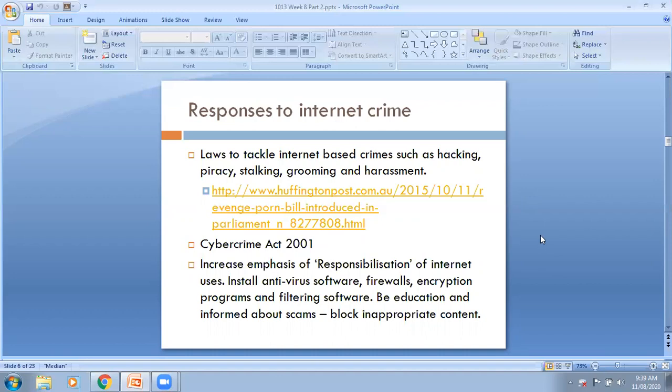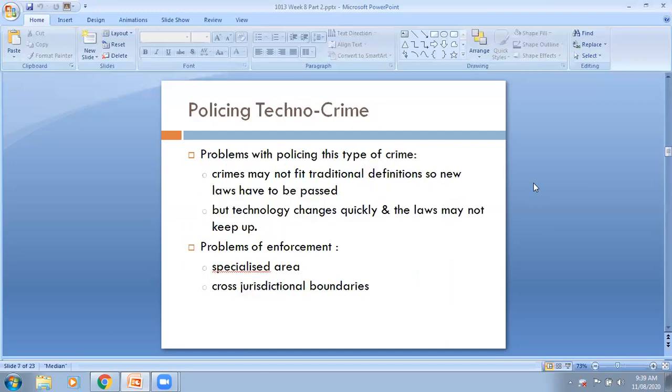Using antivirus software, firewalls, encryption programs, filtering software. We need to make sure that we are educated and informed and block inappropriate content. Don't open emails if you're really, really not sure about it. But what are the problems?